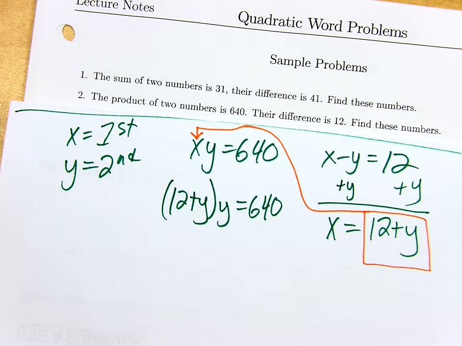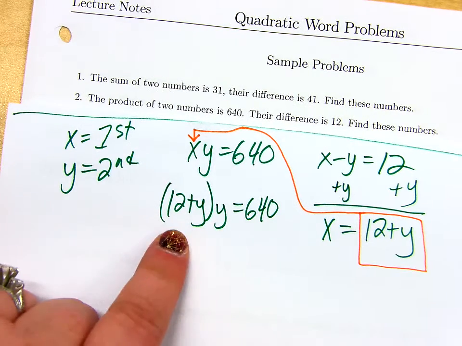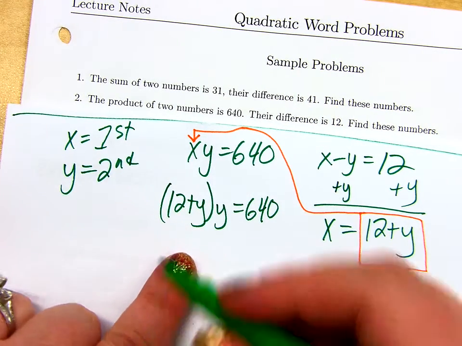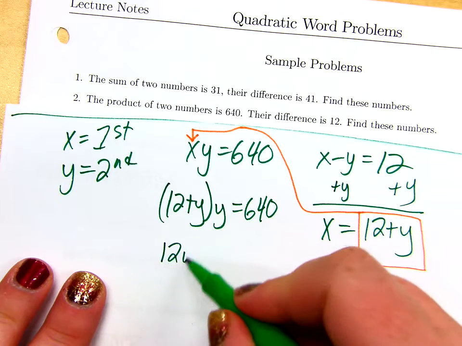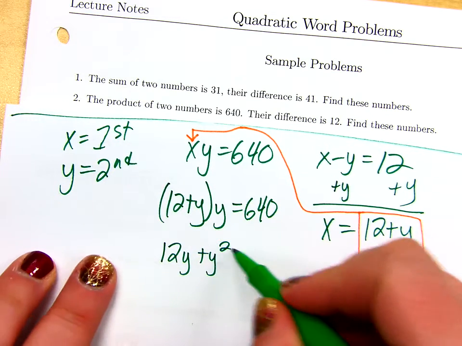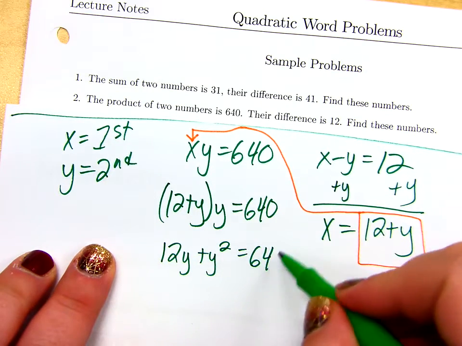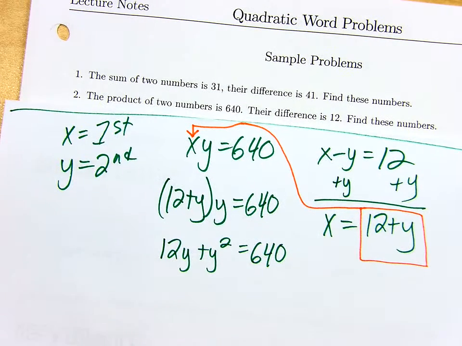So that's where our quadratic comes in, right? So on the left, I'm just going to distribute that y. So I'll have 12y plus y squared equals 640. And now you're realizing, oh, okay, this is a quadratic. But now you've reached the point where it could have been a problem that I gave you yesterday. Forget that it's a word problem. Here's a quadratic, and I'm going to tell you to solve it.